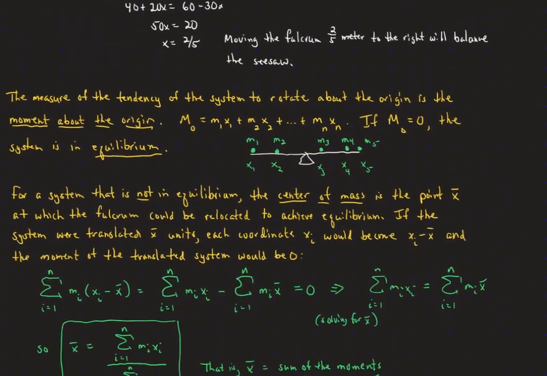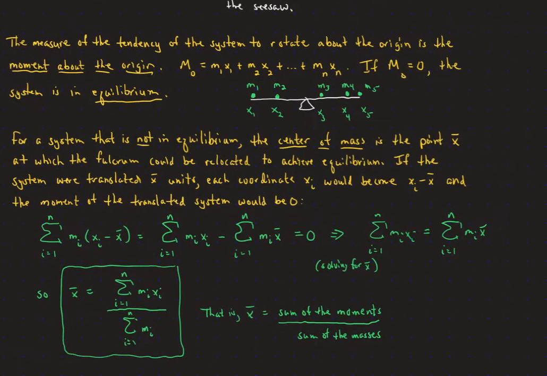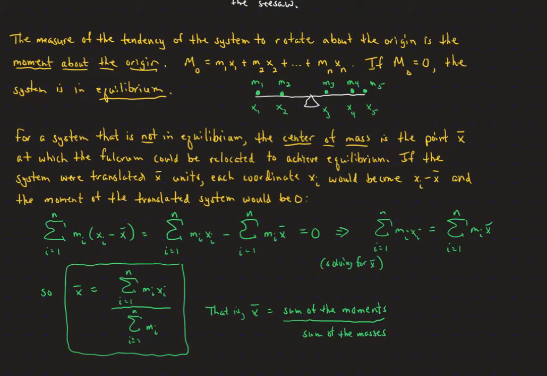So that leads to this idea of what we're going to call the moment about the origin. The measure of the tendency of the system to rotate about the origin is called the moment about the origin. We'll give it the symbol M sub 0, and that's going to be the sum of the masses times their distance from the origin: m1x1 plus m2x2 out to mn xn. If the moment about the origin is 0, then we say the system is in equilibrium. That's going to make our seesaw perfectly balanced.